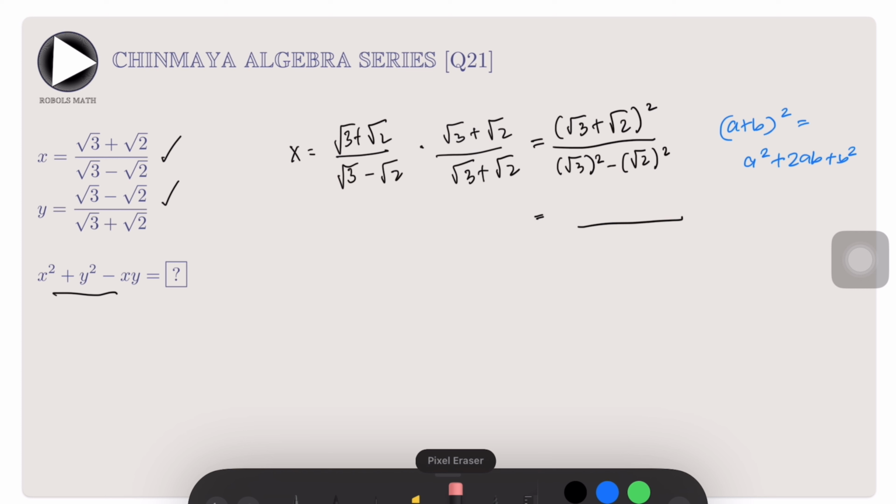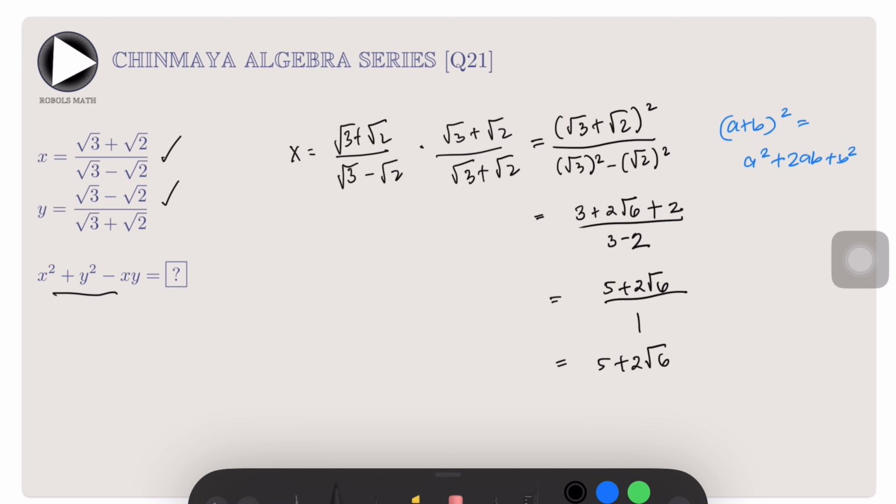In this case, that would be square root of 3 squared, that's 3. Then twice their product, square root of 3 times square root of 2, that would be square root of 6. And then the last term would be the square of square root of 2, which is 2. Then for the denominator, it will be 3 minus 2. The denominator simplifies to 1, while the numerator simplifies to 5 plus 2 square root of 6. Therefore, the value of x is actually 5 plus 2 square root of 6.